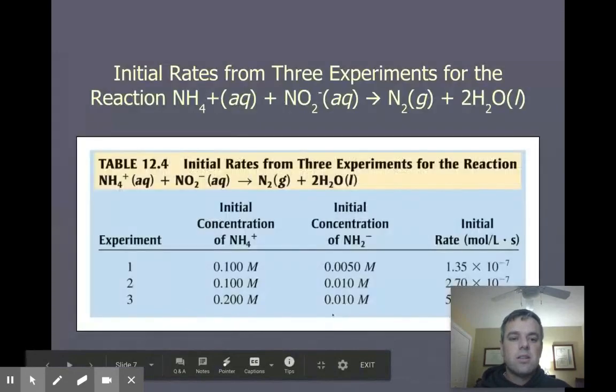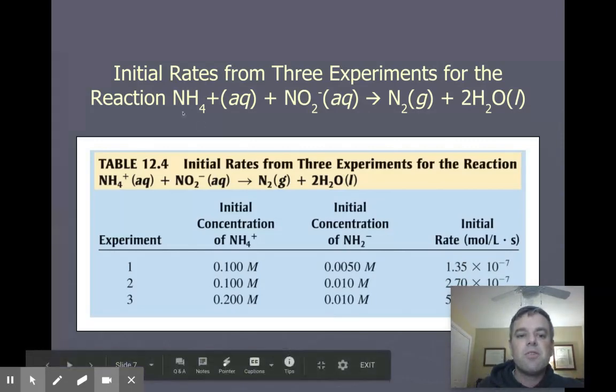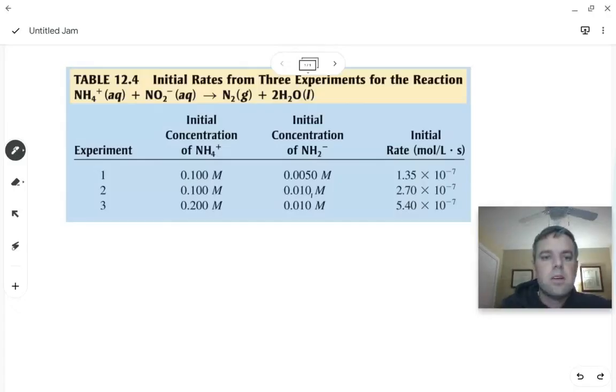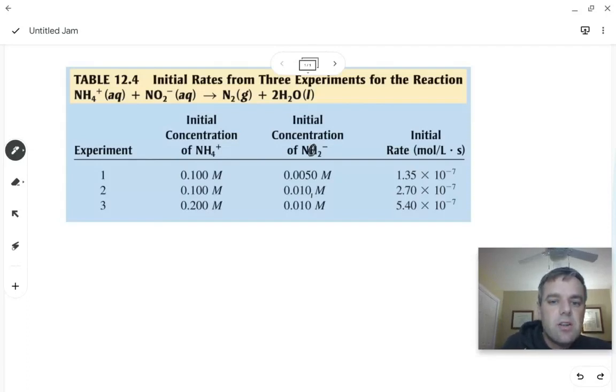All right. So we're going to take a look at this experiment. This is initial rates from 3 experiments for the reaction NH4+ plus nitrite makes nitrogen plus water. So we're going to look at the initial rates from 3 experiments for this reaction, and this should say NO2- right there. So if we compare experiments 1 and 2, what you'll notice is that the concentration of NH4+ does not change.